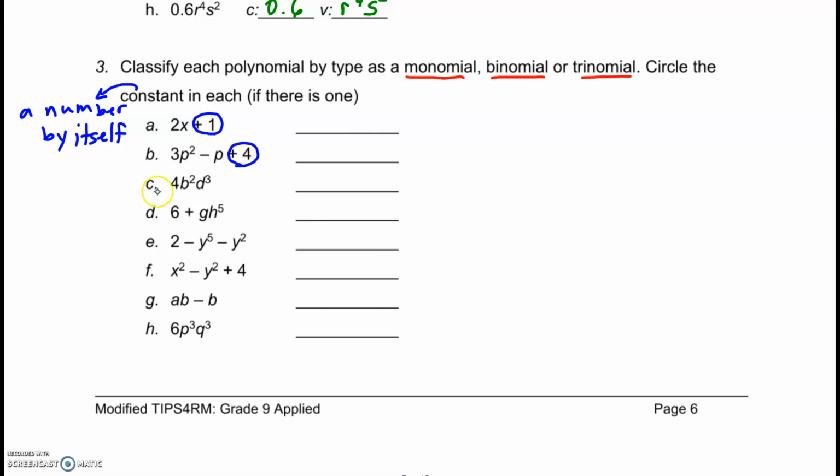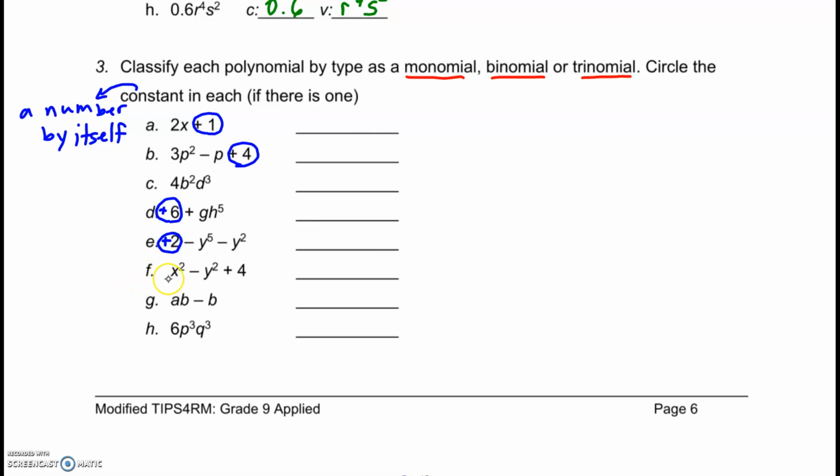Okay, let's look at C. Do we have a constant? No, there's no number by itself, so we can't circle anything. Okay, in D, do we have a number by itself? Yes, 6. And now there's no sign in front. When there is no sign in front, we automatically assume that's going to be a positive 6. Okay, for E, again, here we have our constant, and that's going to be a positive 2.